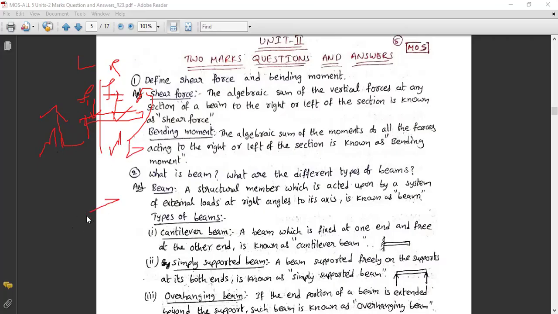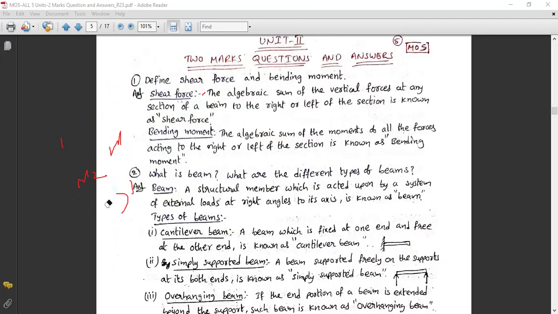So a beam is there. One moment is acting clockwise, and here also one moment is acting. So you have to count all these bending moments. This bending moment is taken as M1 and this one is taken as M2. These are called bending moments, and these vertical forces from up and down are balanced as shear force. This is very important in this unit.